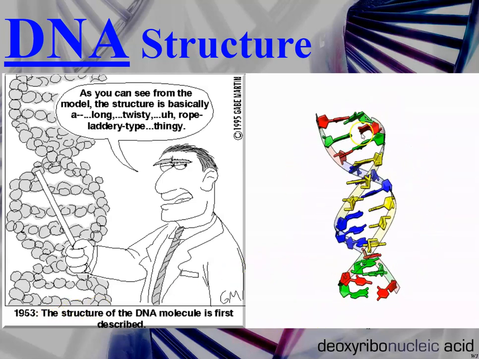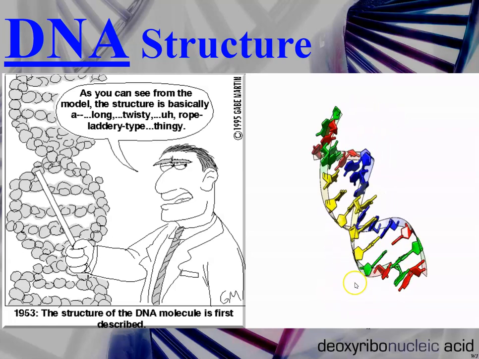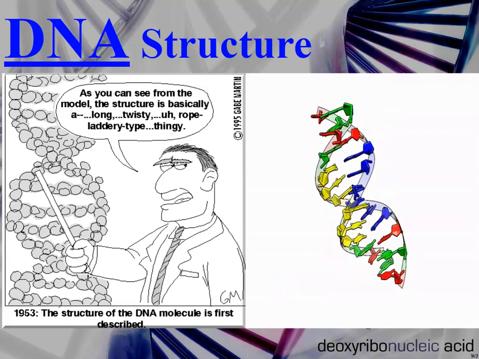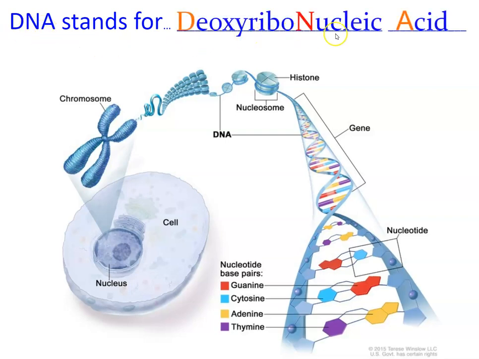But as you can see, there are a lot of components that come together to make up DNA. So we're going to take a look at the details of those components so that we can better understand how DNA functions. So let's start just with the name, DNA, deoxyribonucleic acid. Deoxyribonucleic is all one word, and then acid.